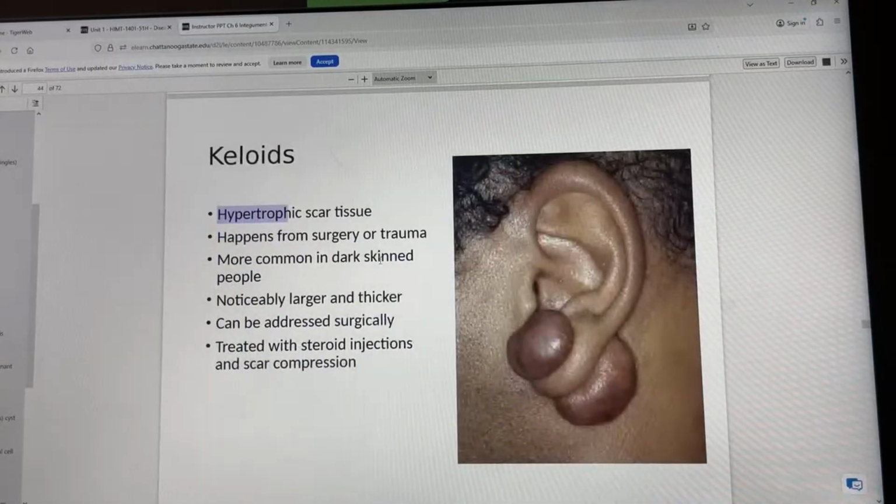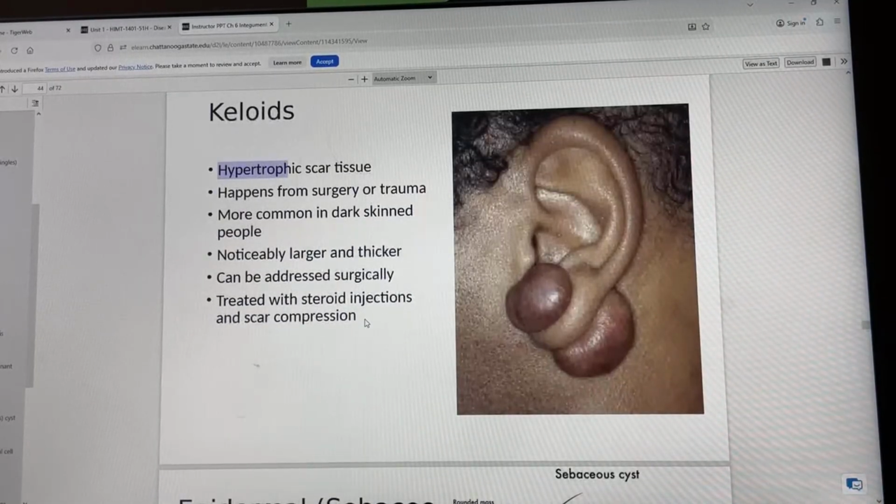My sister had one on her neck. The keloid? Yeah, because she had surgery. Yeah. It's pretty common.